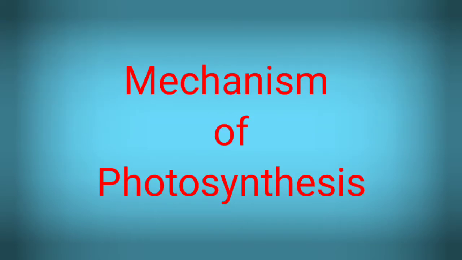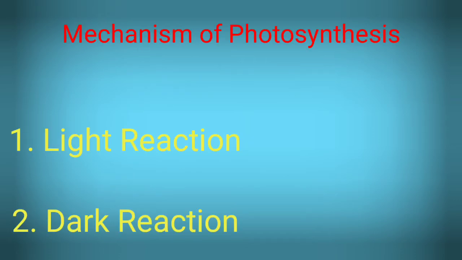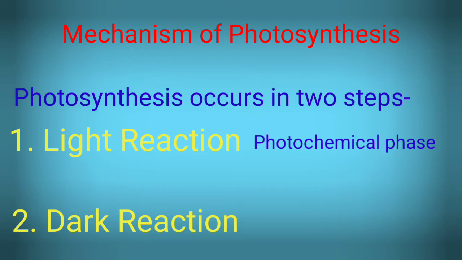So, the process of photosynthesis completes in 2 steps. One is light reaction and the other one is dark reaction. That means it involves 2 processes or 2 steps in order to yield the glucose molecule from the carbon dioxide and the water molecule.